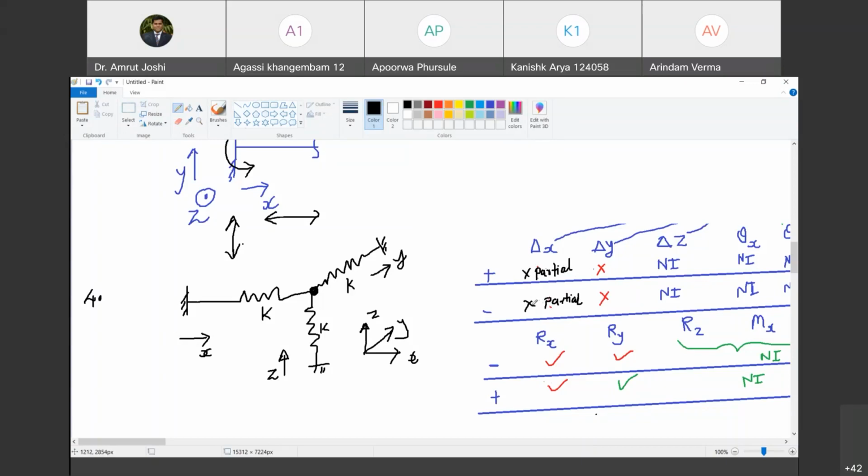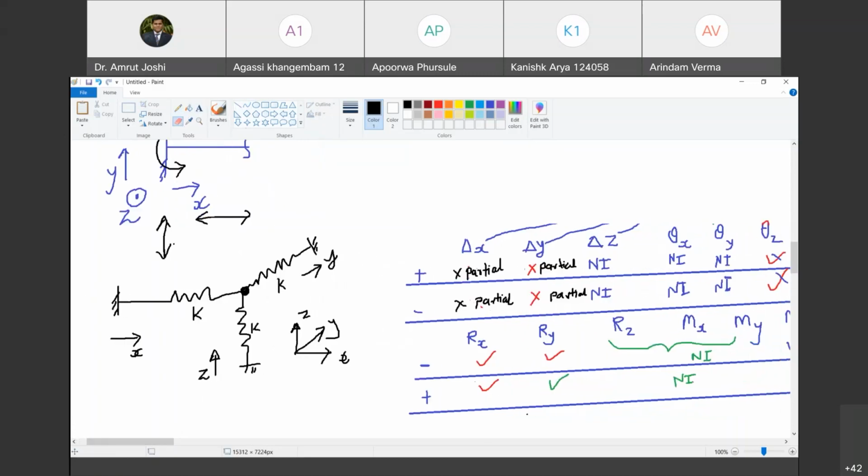Yes, sir. What can you say about delta y? It's the same case. It is partially restrained and partially allowed. Are you with me? Yes, sir. So partially. What can you say about theta z? Theta z. No, I again made an error here. This should be y. Let us call this y, and let us call this z. Are you with me? Yes, sir. What can you say about theta z?